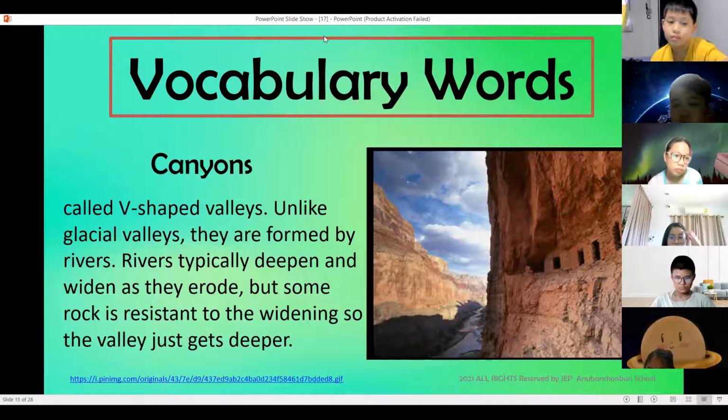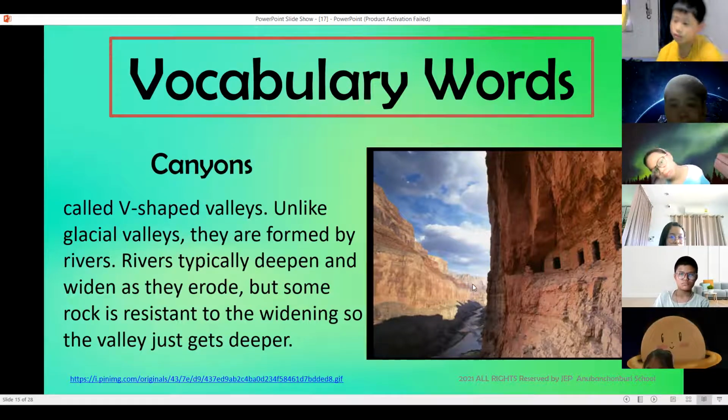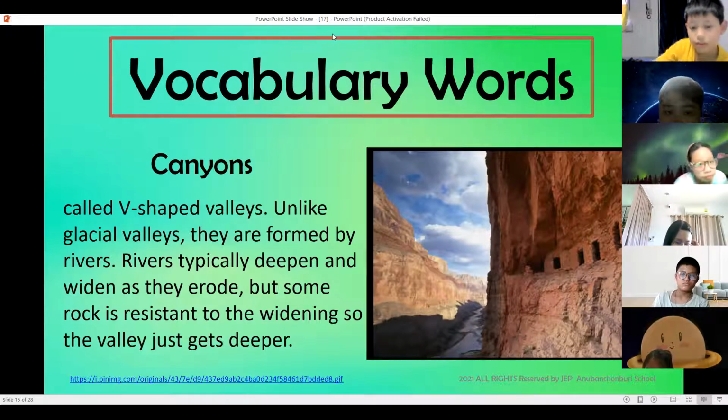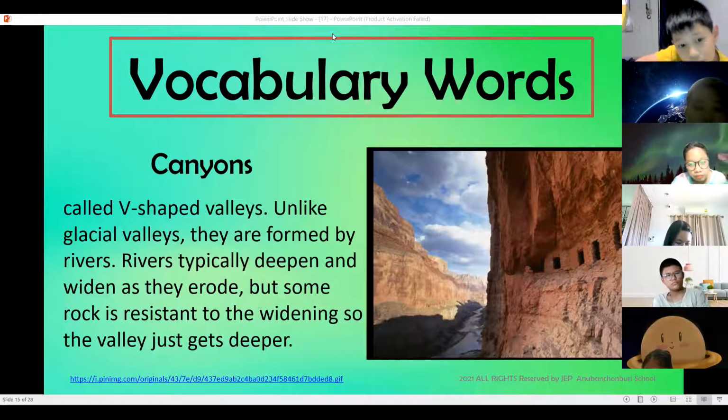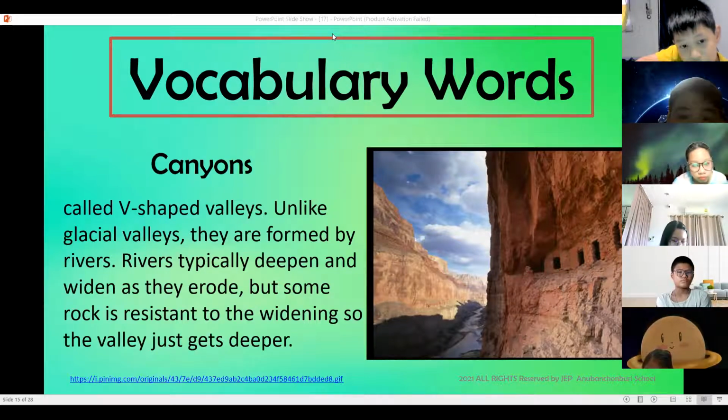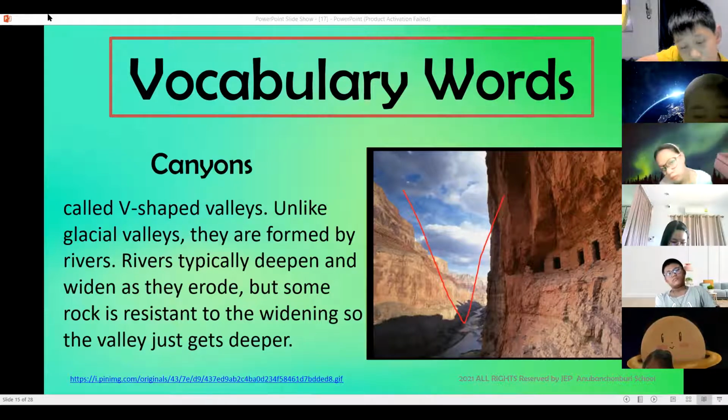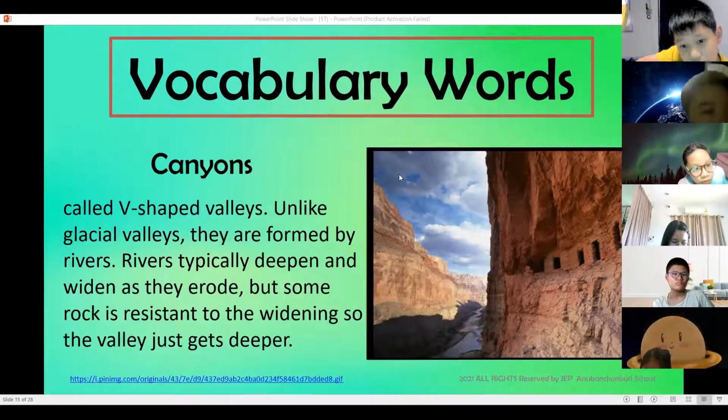Okay, thank you. So a canyon is like this. It's like a V shape. If some valleys are forming like U shape, a canyon, on the other hand, is forming this V shape. Okay, here in Chonburi, I think we don't have canyons here. We have like valleys.